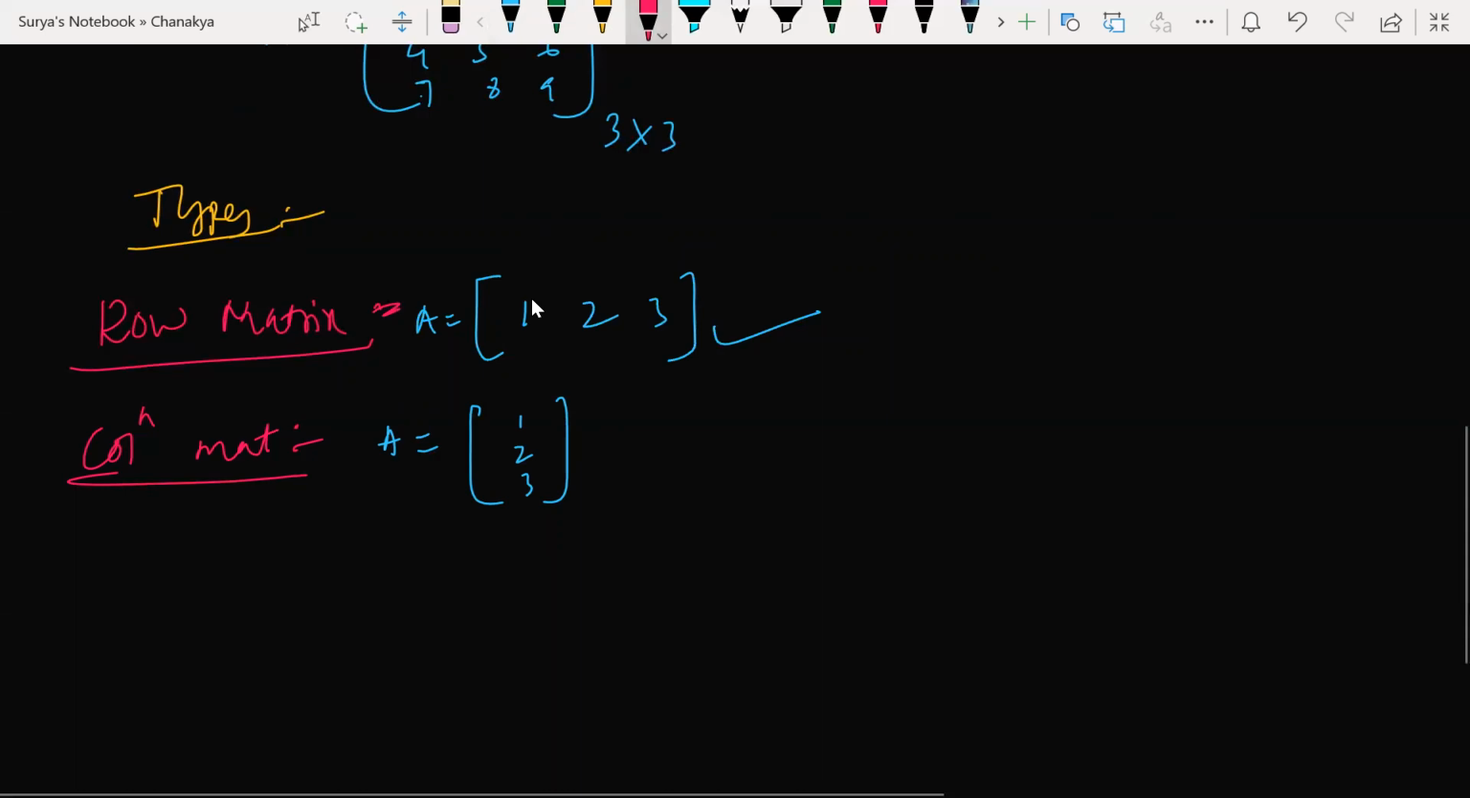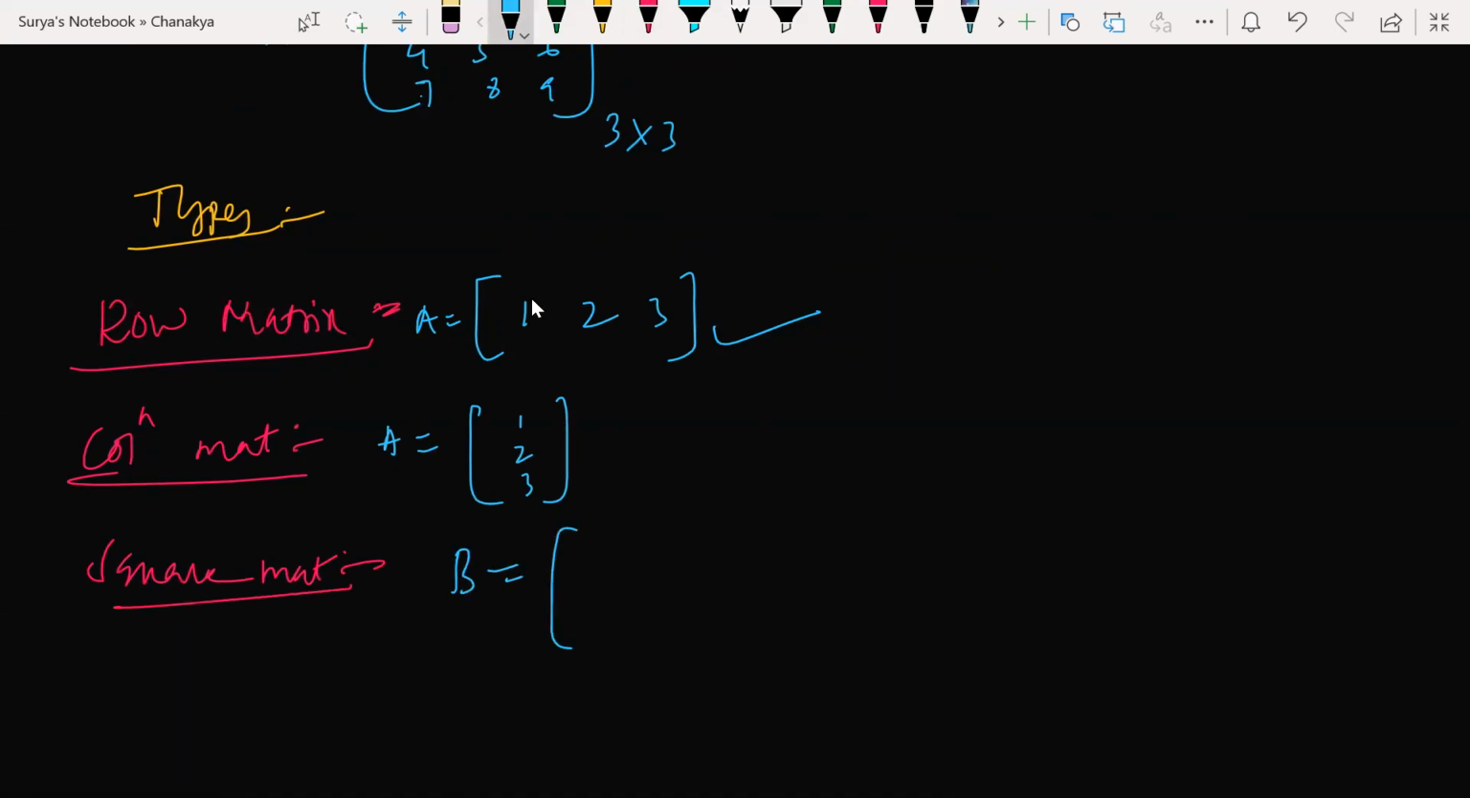Clear? Very simple. Next, if I talk about square matrix, let's say the B matrix I have, having the same number of rows and columns, 1, 2, 3, 4. Here the number of rows and number of columns are equal. Square matrix is nothing but number of rows equal to number of columns. I'm just giving you a quick revision, like 2 by 2, 4 by 4. We have to solve more questions here. Okay, very simple.